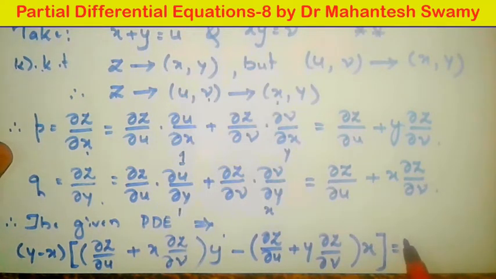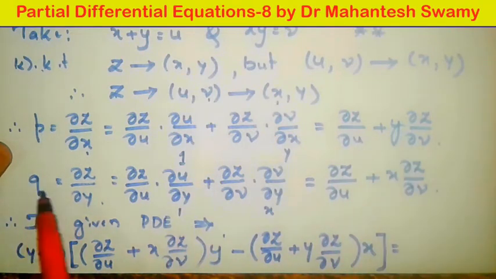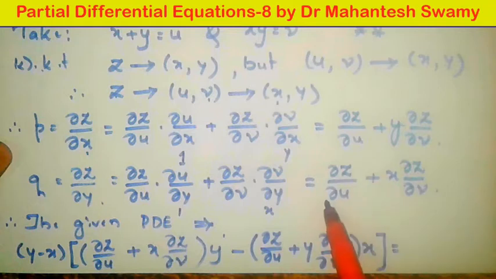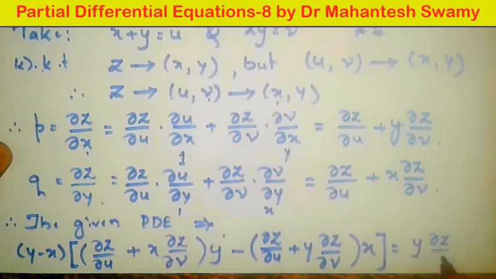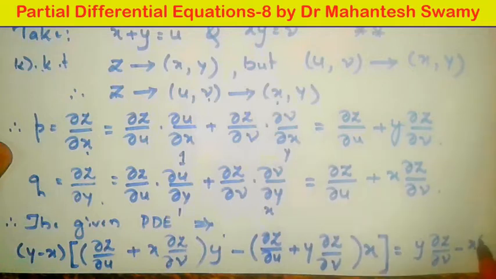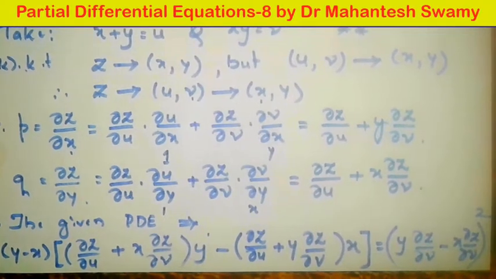So the value of p minus q: if we look, p is here, minus q, the dou z by dou u cancels, and it is only y into dou z by dou v minus x into dou z by dou v whole square. So this is the thing remaining after cancelling dou z by dou u. So this is the thing remaining on the right hand side.